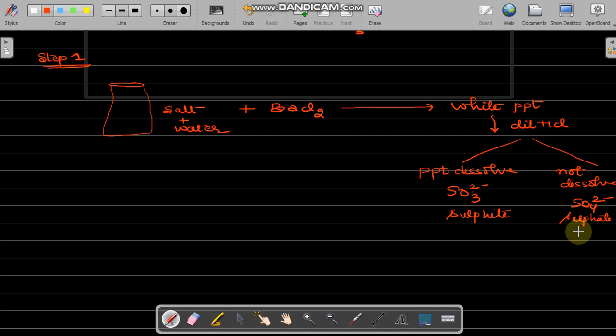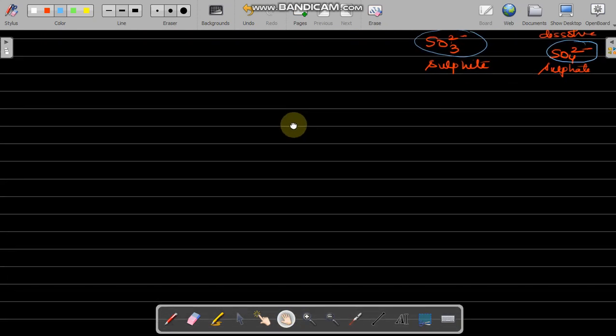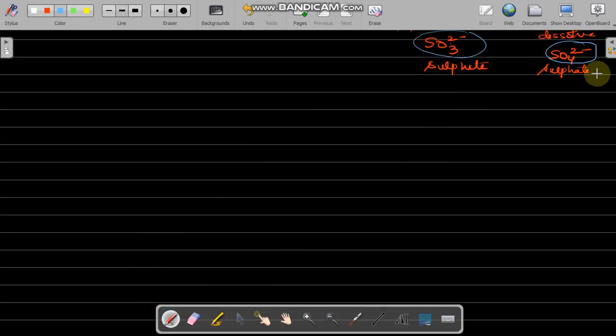Okay. Now, say suppose in this particular step, when you add BaCl2 to this salt solution, the white precipitate does not come. If the white precipitate does not come, then there is no requirement of doing the dilute HCl step. It means that both of these are absent. Clear? Now, if the white precipitate has not come, we come to step 2.